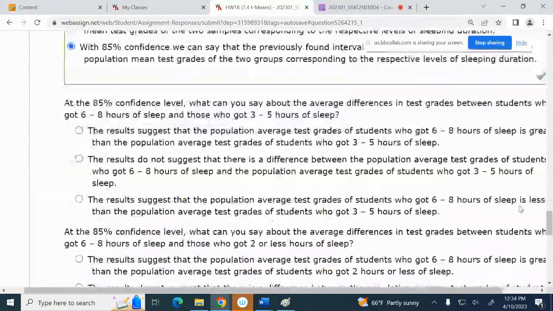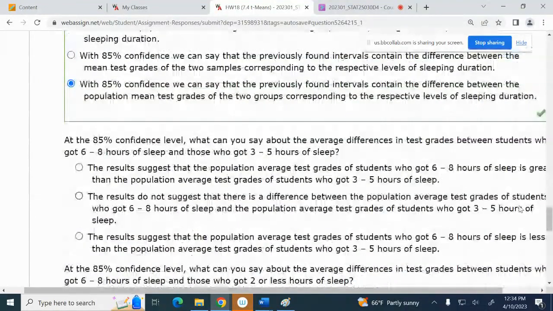Okay, now, there is a hint, right? At the 85% confidence level, what can you say about the ability difference? Yeah, we have to compare between 6 to 8 hours and 3 to 5 hours, right? I got only one confidence interval, right? So please take the other confidence intervals, then compare them, right? So I think I cannot tell you what will be the answer.